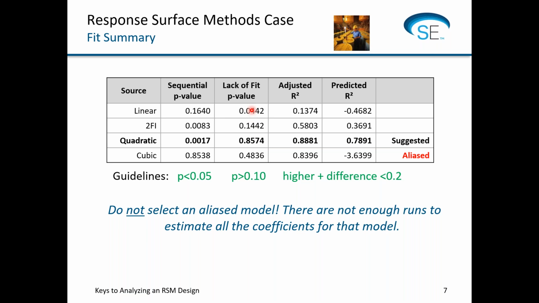Now, honestly, as long as the lack of fit p-value is above 0.1, it's good. It does not have to be super high. It's nice if it is, but it doesn't have to be. I'm going to go forward a slide and illustrate this lack of fit, and then we'll come back to the R-squared values.